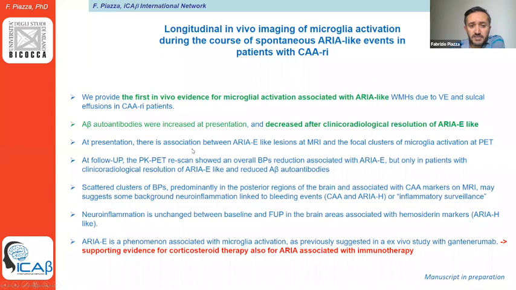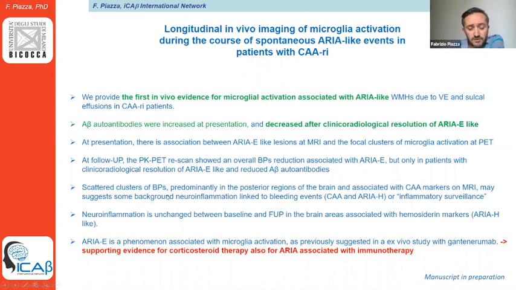Another important finding is that there was an association between ARIA-E on MRI and a focal cluster of microglia activation colocalized with ARIA-E on MRI. And at follow-up, we found that the microglia activation clusters reduced only when the ARIA-E on MRI reduced, while in patients where there was still evidence of ARIA-E at the follow-up, there was some evidence also of PK-PET binding.